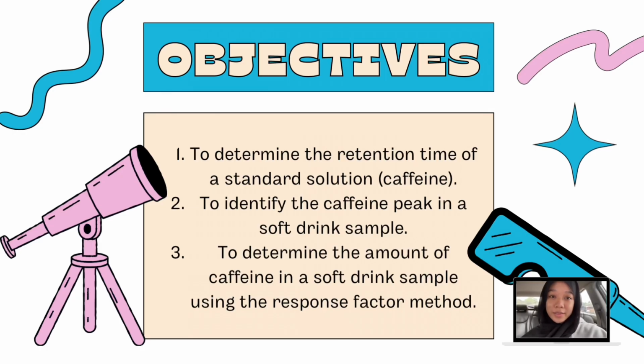The main objectives of presenting our HPLC experiment are, first, to determine the retention time of the standard solution, which in this case is caffeine; second, to identify the caffeine peak in a soft drink sample; and finally, to calculate the amount of caffeine in that sample using the response factor method.